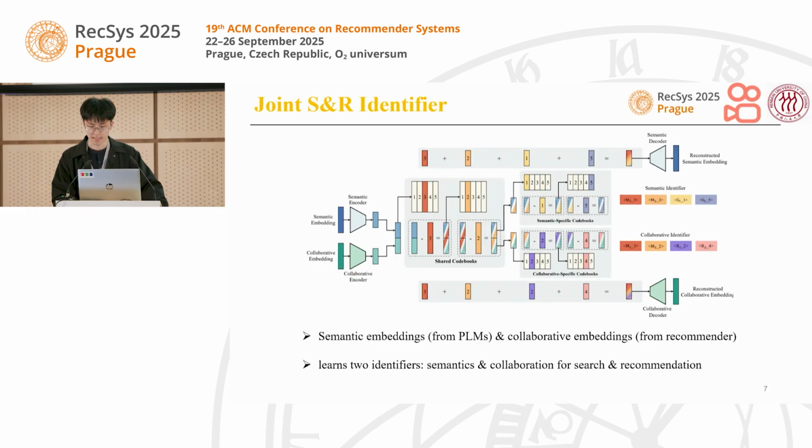First, we designed a search recommendation joint identifier. For each item, we have a semantic embedding derived from a pre-trained model and a collaborative embedding derived from a recommendation model. After that, these 2 embeddings are concatenated and input into the RQ-VAE. The RQ-VAE then learns 2 separate identifiers, one for semantics and one for collaboration, which are used to represent items for search and items for recommendation, respectively.